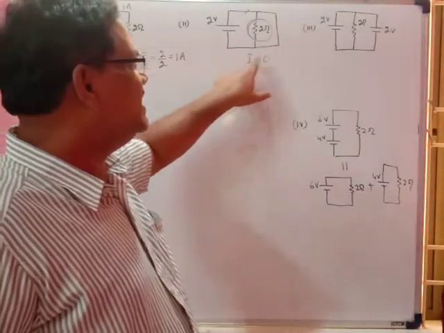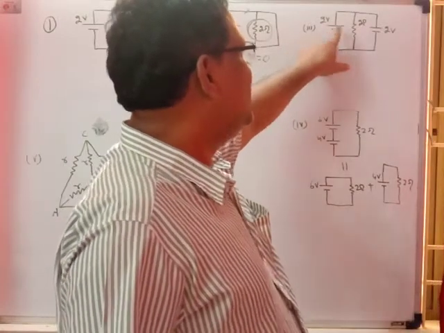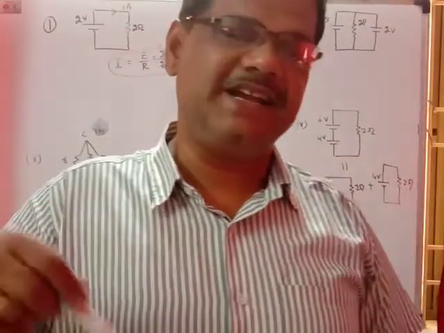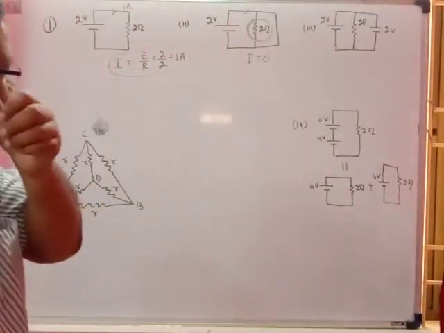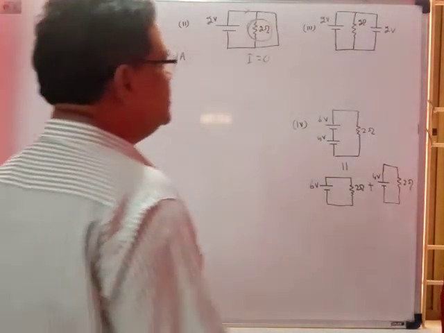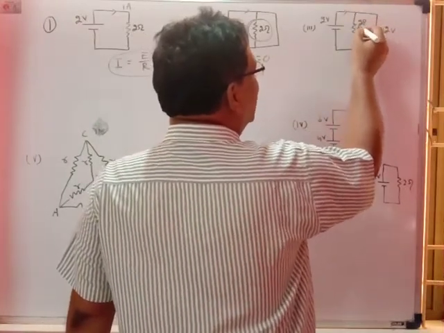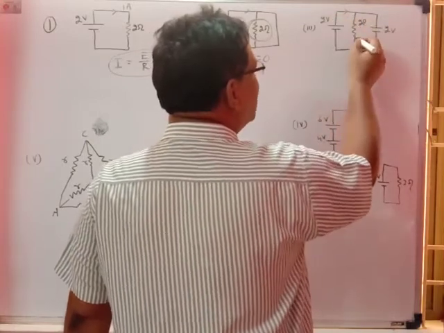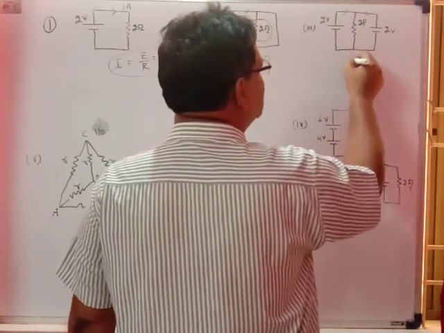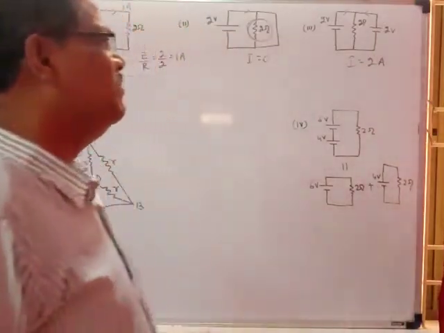Again, if you look at another case, what happens here? One cell of 2 volt is connected with a 2 ohm resistor, and on the other side another 2 volt cell is connected. So what will be the current passing through the 2 ohm resistor? Due to this cell, the current is 2 by 2, that is 1 ampere, and due to this cell also the current is 1 ampere. So the current passing through is 2 ampere.